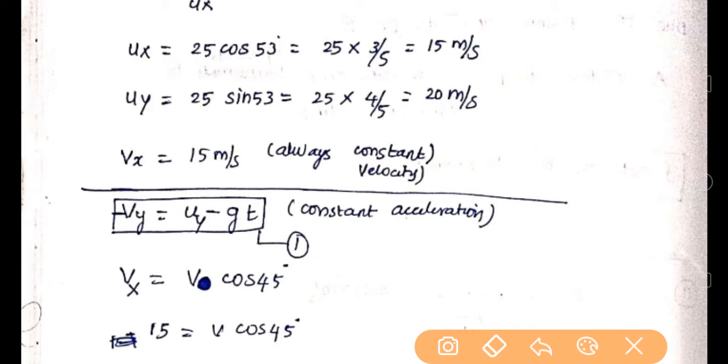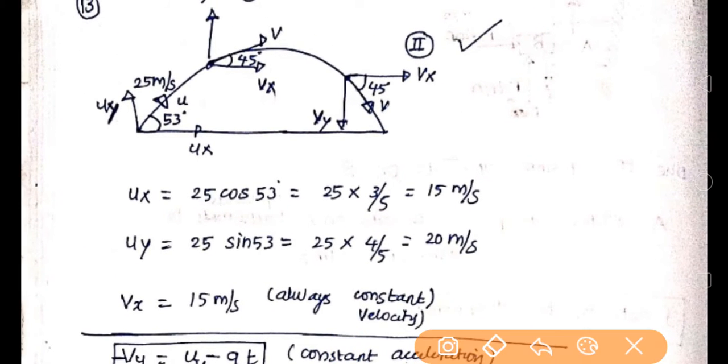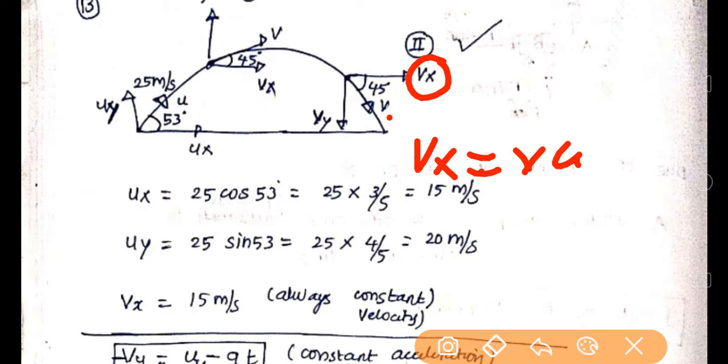Why are we applying this? Because of constant acceleration. Now what is Vx? Vx is nothing but V cos 45.